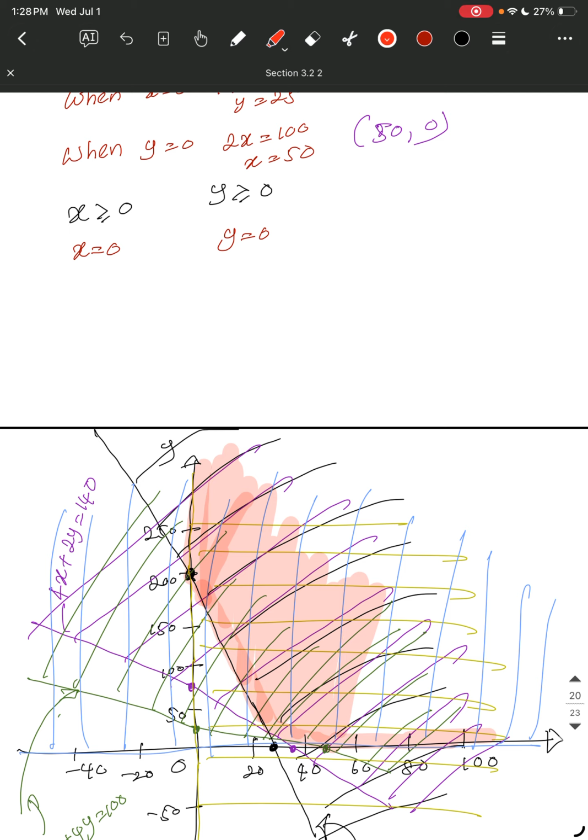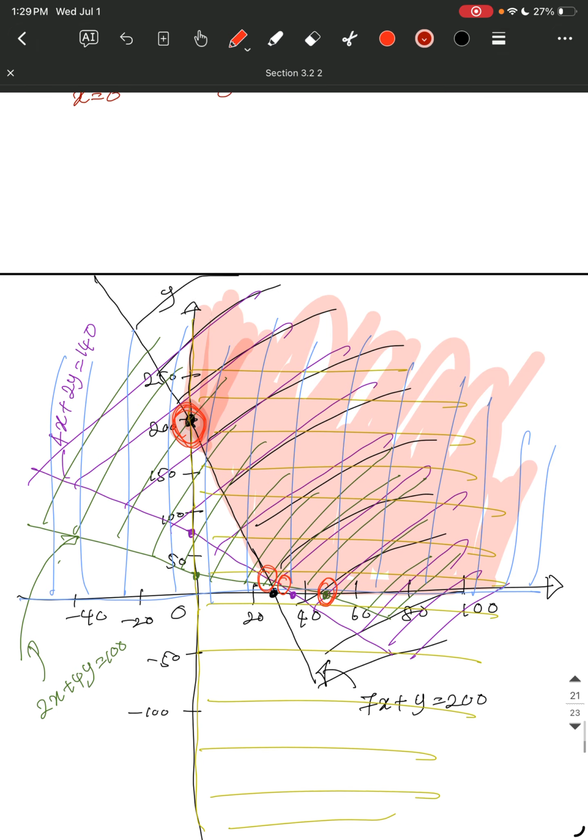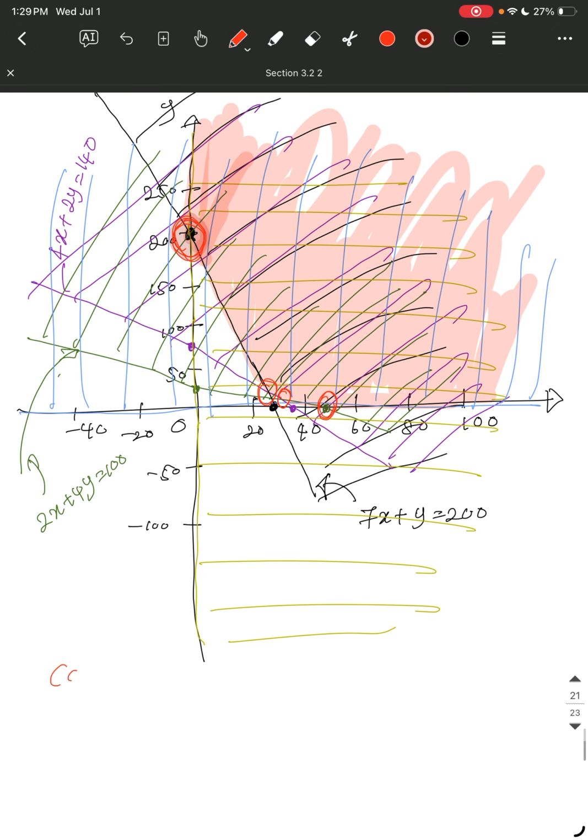Okay, unbounded region right above here. What are the corner points then? So the corner points are this, this, this, this. 4 corner points, right? Okay, let's find the corner points. So 0, 200. And this point we don't know.